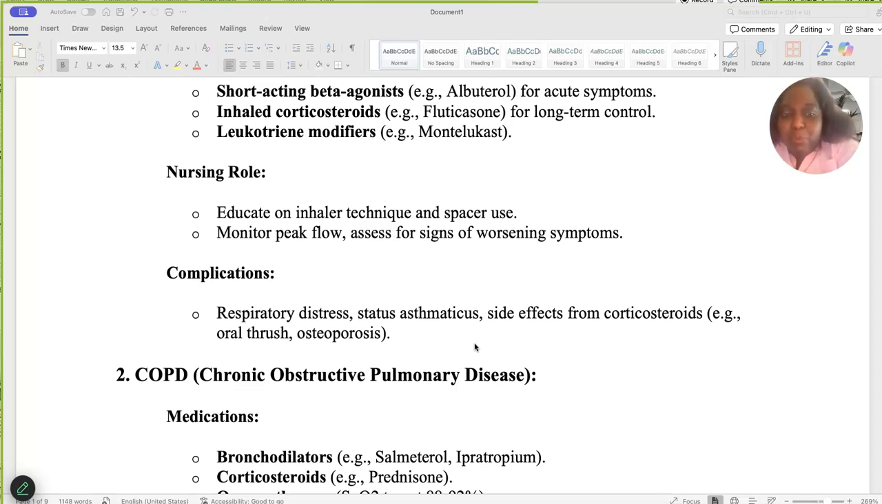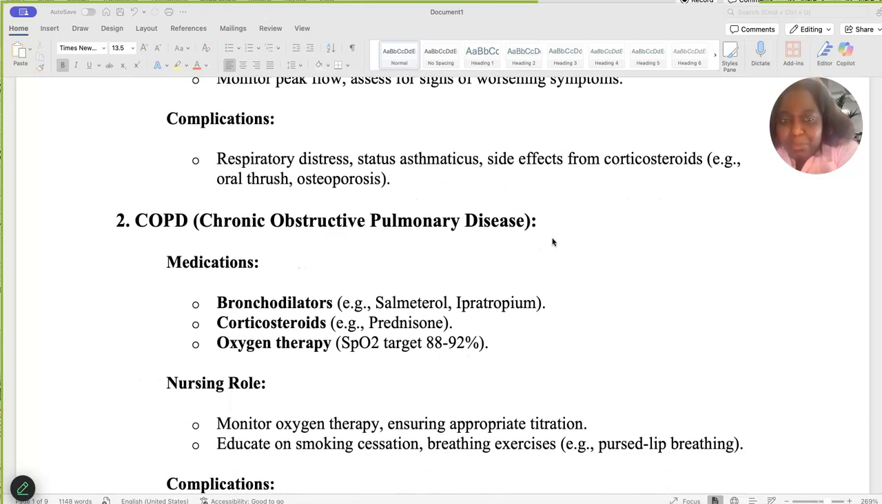Of course, we're supposed to educate on the technique to use the inhaler. You have to know that inside and out, backwards and forwards, and how to use the spacer. Monitor peak flow, assess for signs of worsening symptoms. That is your job as a nurse. You must be able to understand, teach, and guide them on how to use the inhaler.